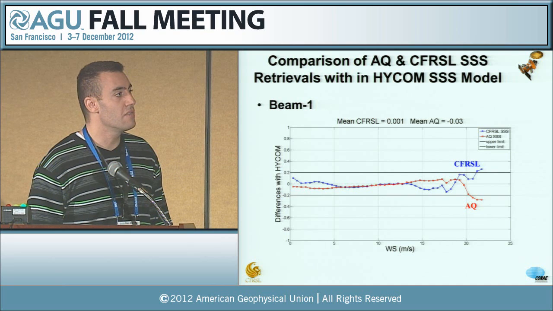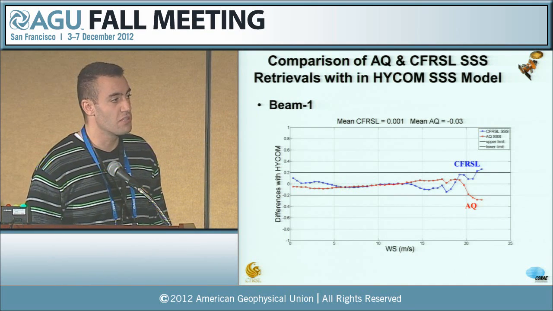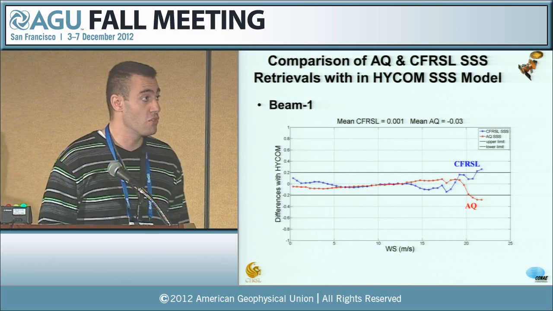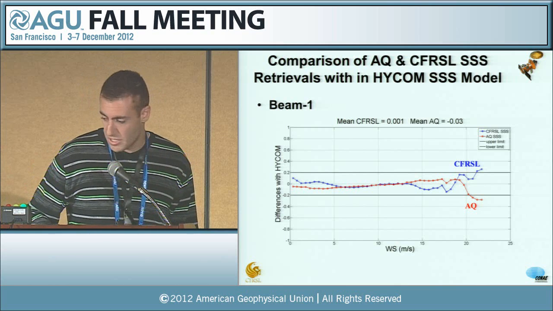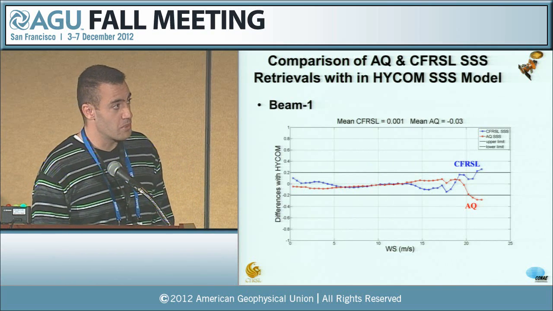We can see that CFRSL and Aquarius both behave differently at high wind speeds. They correspond up to probably 15 meters per second. After that, they start diverging in opposite ways. That was versus wind speed.